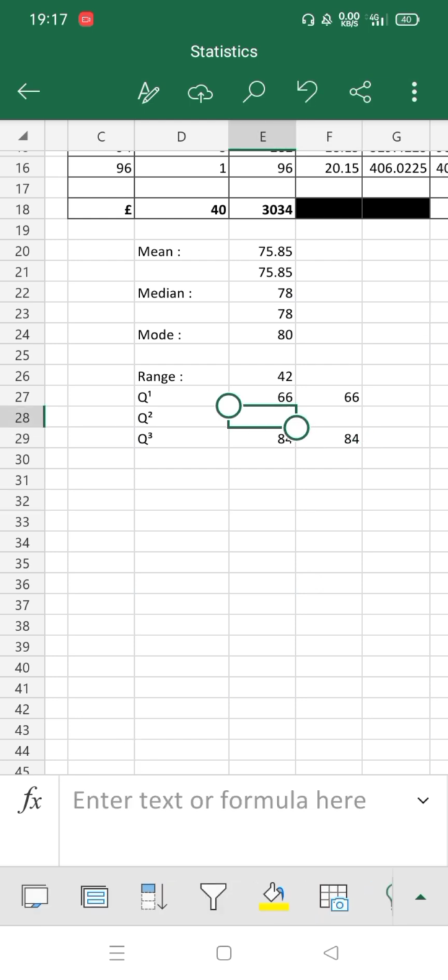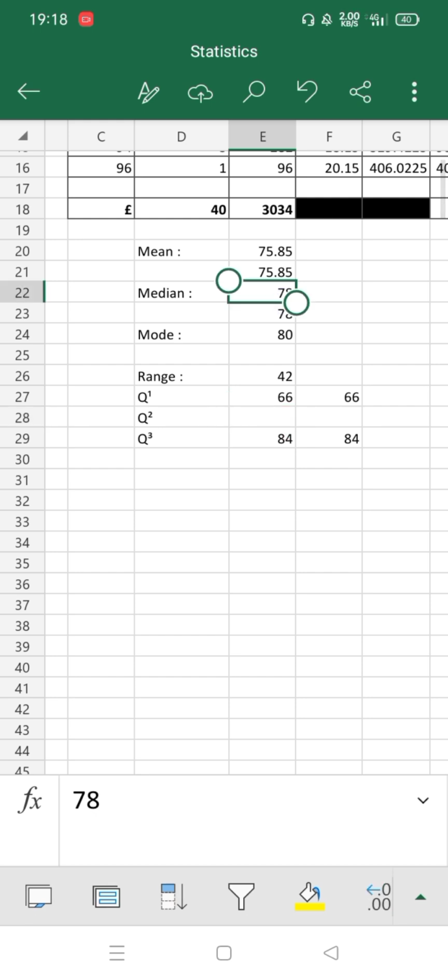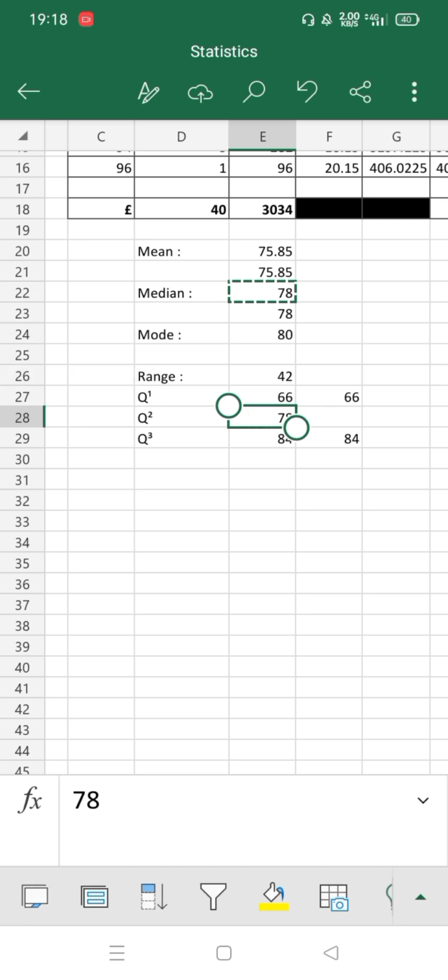And for the second quartile, the second quartile is the same as the median. So you only need to copy the median here, and you got this.